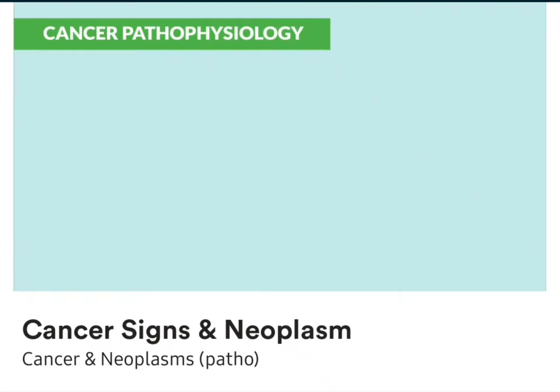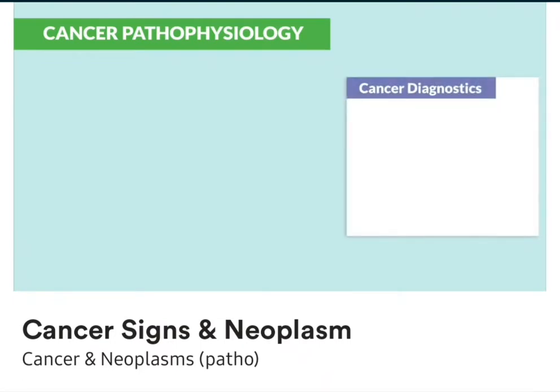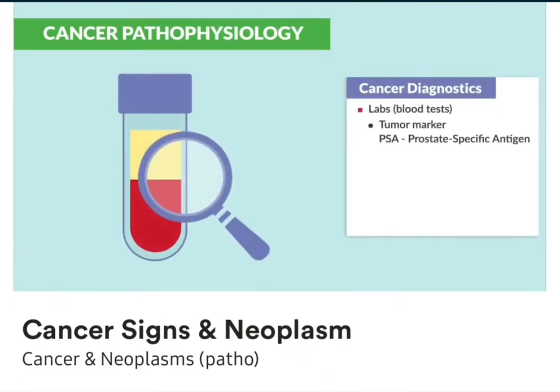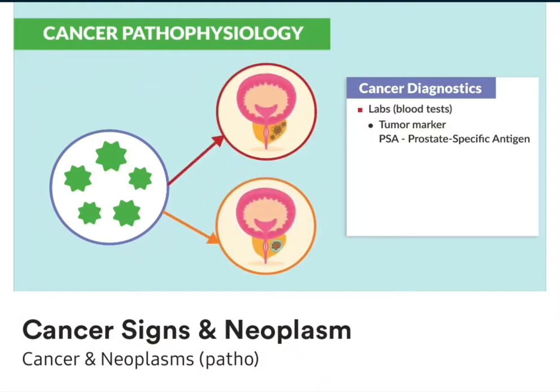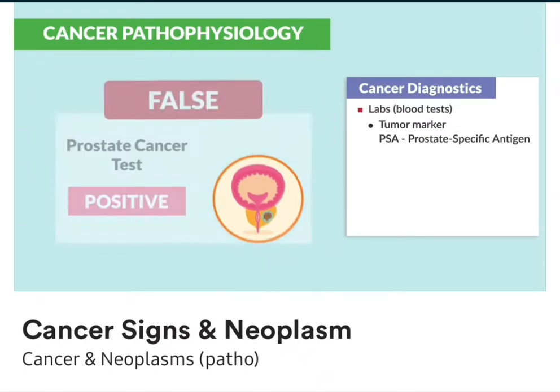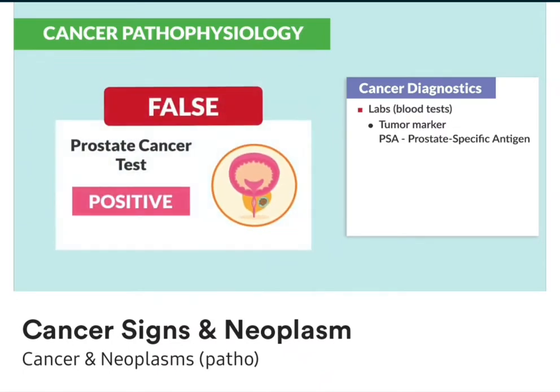Okay, now lastly for cancer diagnostics. First up is labs, or basically blood tests. A tumor marker is used called PSA, prostate-specific antigen. Now, this is the most important tumor marker for prostate cancer, but it's not 100% accurate as PSA is also secreted by normal prostate tissue, and with BPH, that benign prostatic hyperplasia. Sometimes we have false positives very frequently.